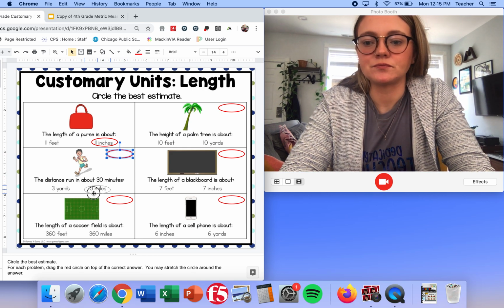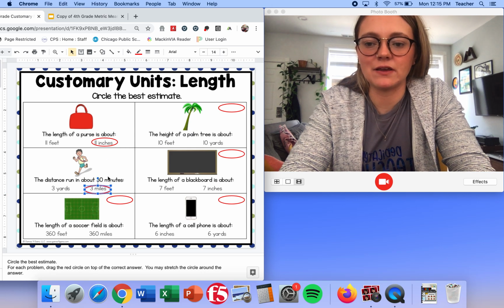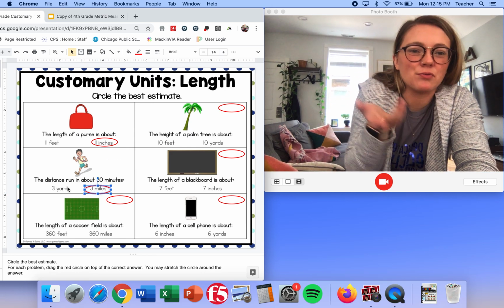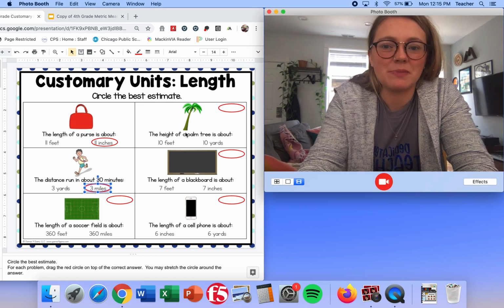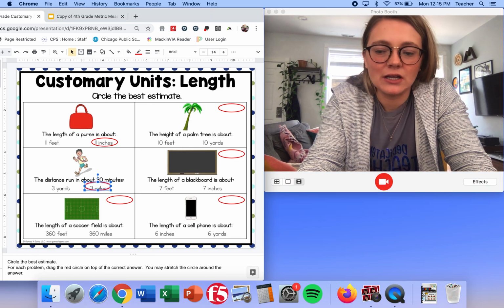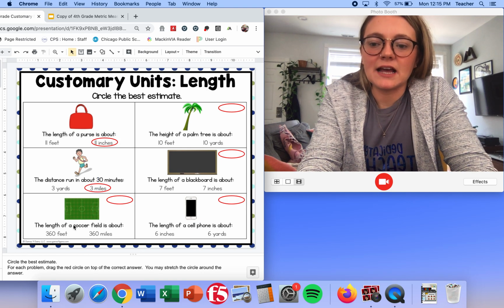Yes. It's not reasonable to think in 30 minutes I'm going to only go 3 yards. That would only be three of those baseball sticks long. Okay? The next one is the length of a soccer field.